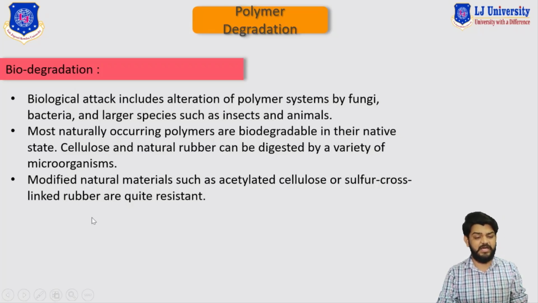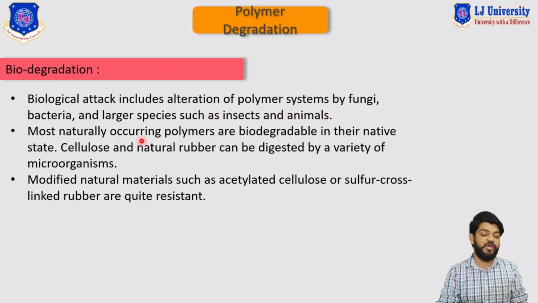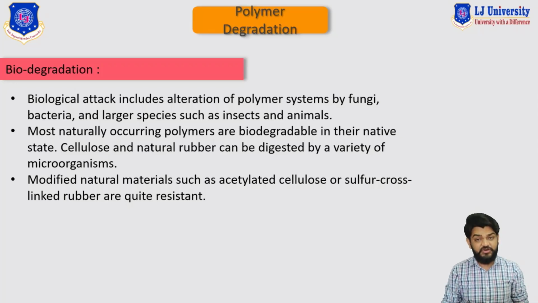Now, as you can see here, the biological attack includes alteration of the polymer system by fungi, bacteria and larger species such as insects and animals. So these are the different living organisms responsible for the biodegradation of the polymer. They generally degrade our polymers, right? And most naturally occurring polymers are biodegradable in their native state. If you recall our first introduction lecture, we said there are natural polymers and synthetic polymers.